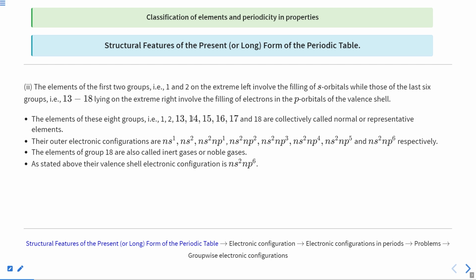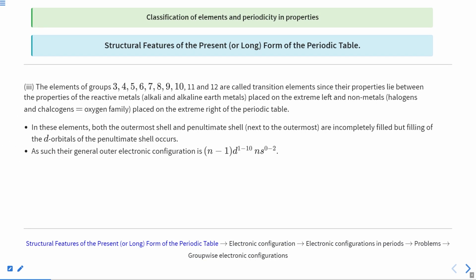What about 14? The 14 has last digit 4, so the number of electrons in the valence shell will be 4. ns contains 2 and np contains 2, a total of 4. Same for 15, 2 plus 3, 5. Same for 16, 2 plus 4, 6. Same for 17, 2 plus 5, 7. And same for 18, 2 plus 6, 8. The elements of group 18 are also called inert gases or noble gases, as their valence shell is completely filled, that is ns2 np6.